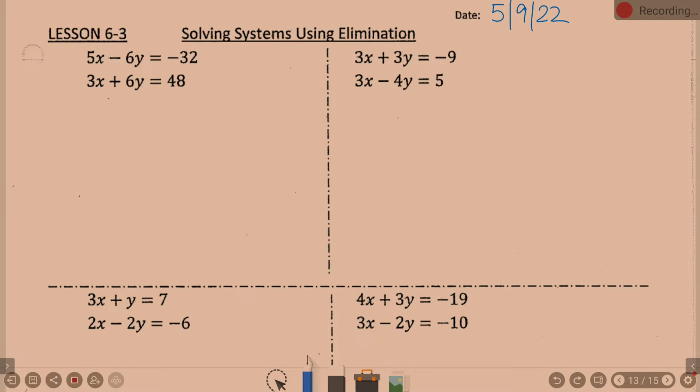In chapter 6, we have graphed. We have looked for where the lines cross. We have eliminated. No, we haven't eliminated. We're doing that today. We have substituted. So Friday was solve for x or y and put it in the other equation, right? Today we are eliminating.